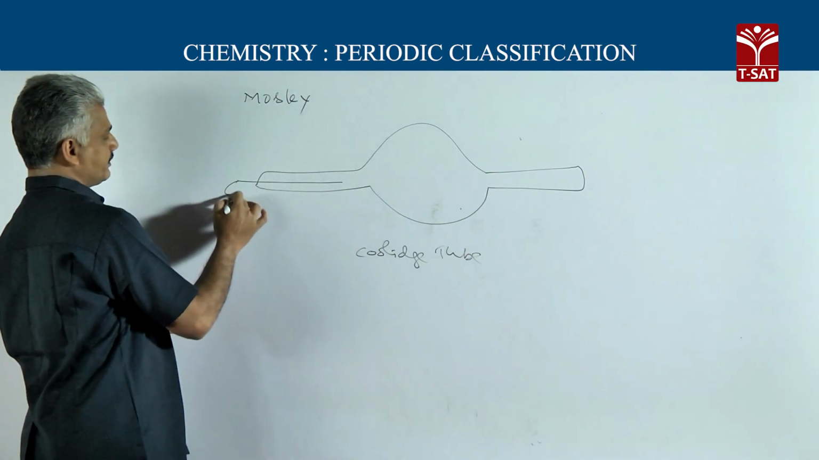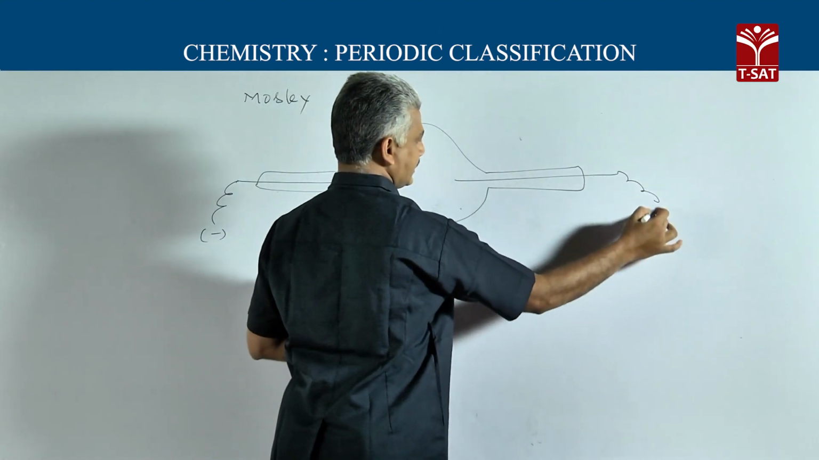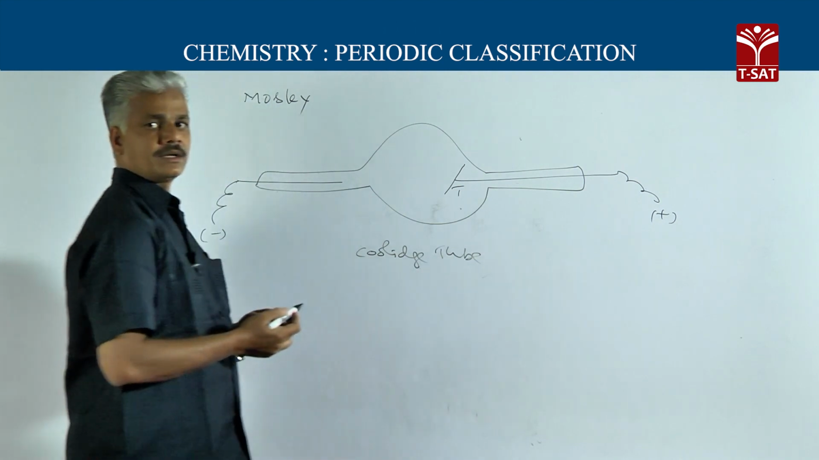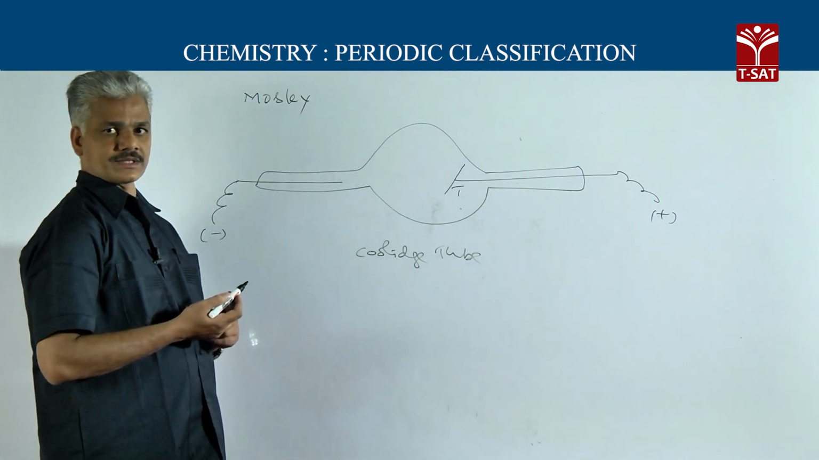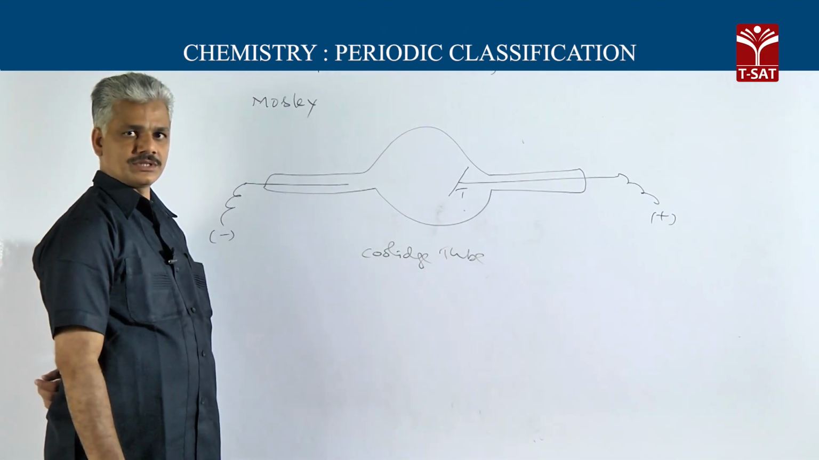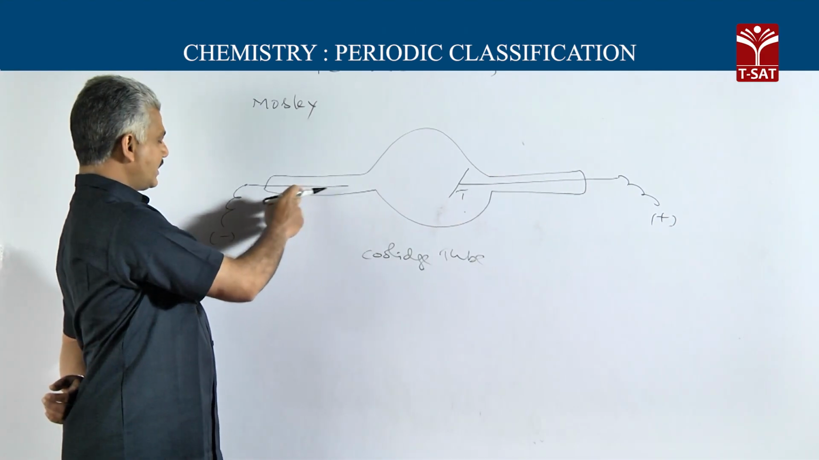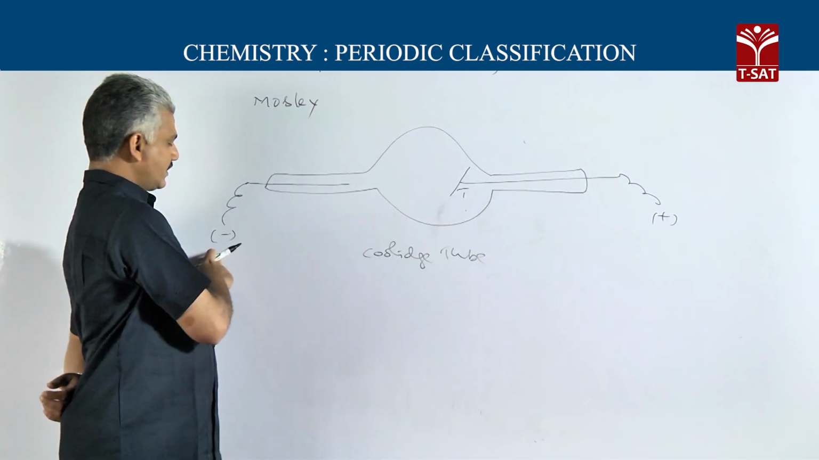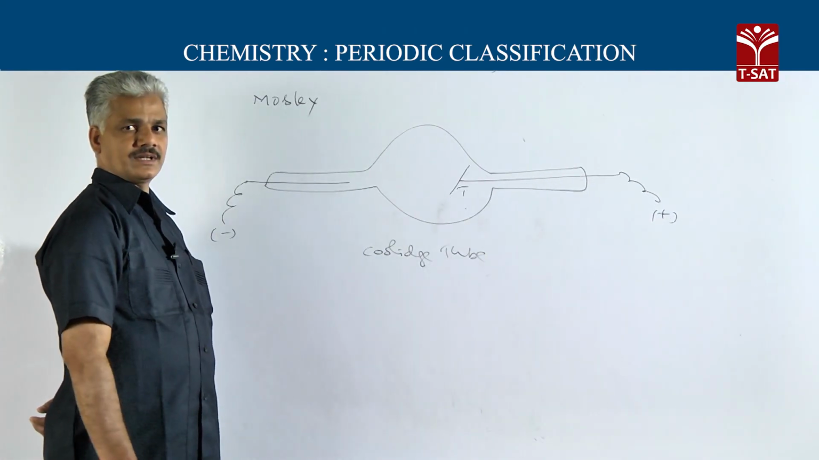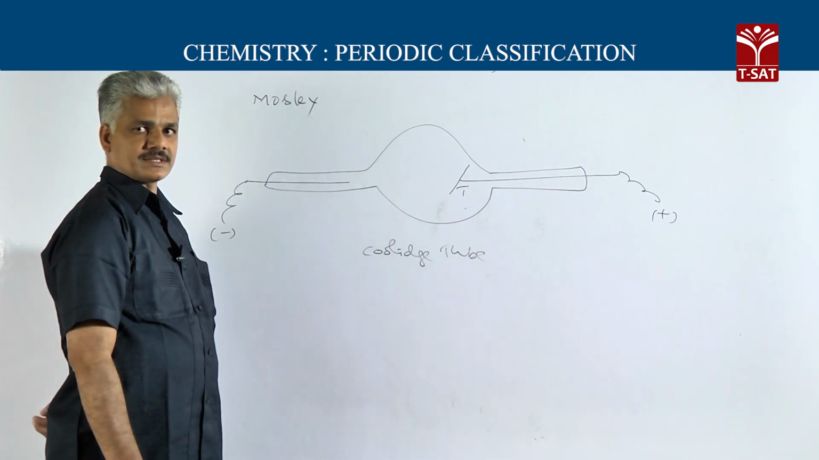In this discharge tube, two electrodes will be present. One is a cathode, another one is anode. To the anode, target element is fixed. X-rays are generated by making use of Coolidge tube. Coolidge tube is a normal discharge tube fitted with two electrodes, one is cathode, another one is anode. Moseley's periodic classification is based on X-ray production experiments.